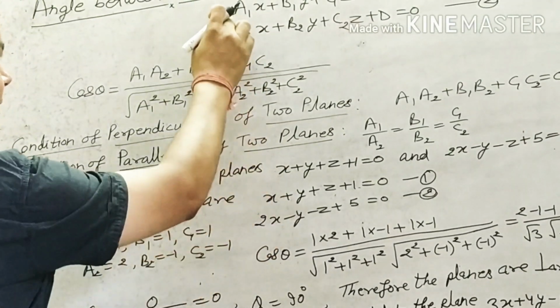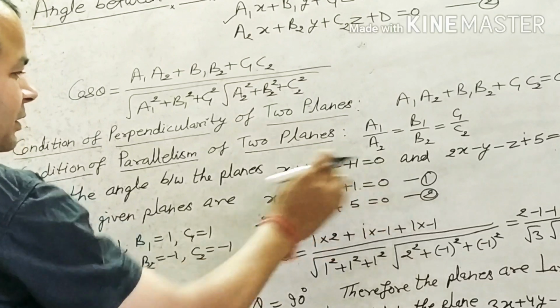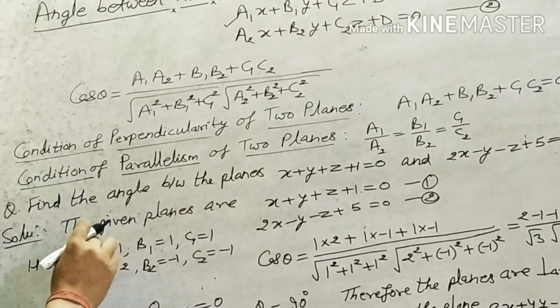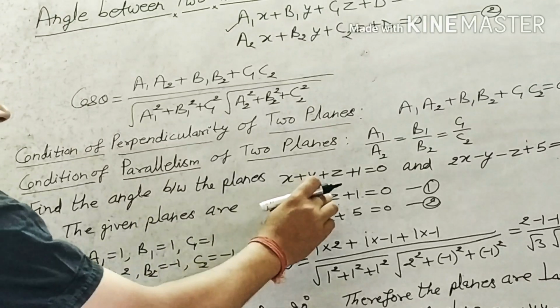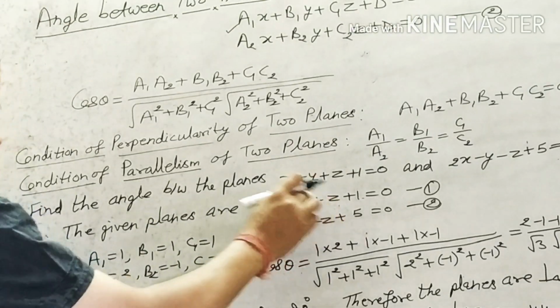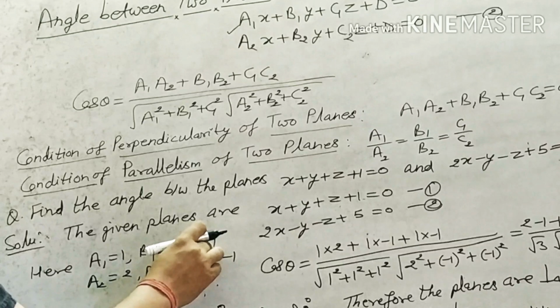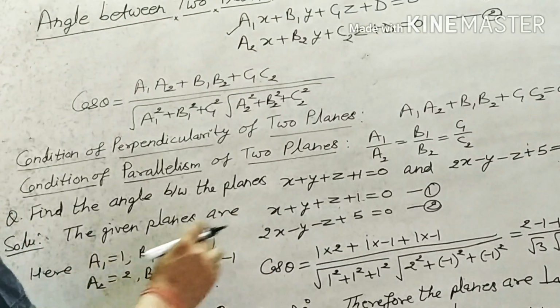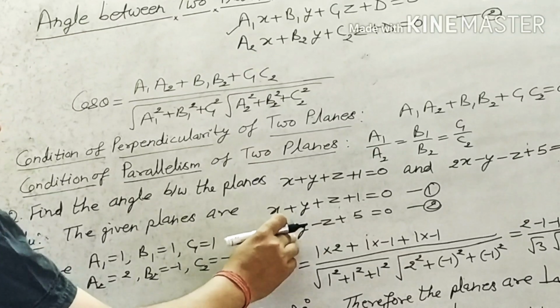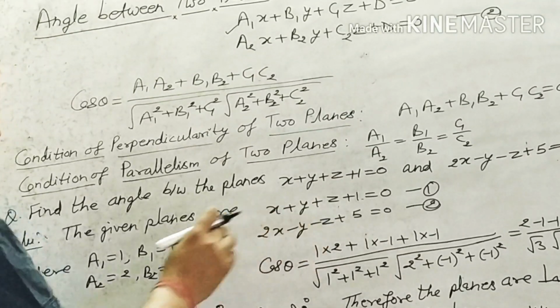Coefficient of x, that is a1, for the first plane: here a1 is 1. Coefficient of y, that is b1, is 1. Coefficient of z, that is c1, is also 1. Now from the second equation of the plane, a2 is 2, b2, the coefficient of y, is minus 1, and c2, the coefficient of z, is minus 1.